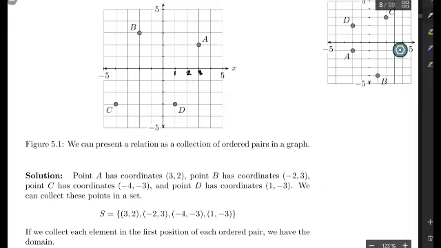Oh, well, we have the five here, so they do. Over here we go out 3 and then up 2, and we get A. So this is A right here. And (-2, 3) is B. There's B. Then (-4, -3), okay, that's C. And (1, -3), there we go, that's D.